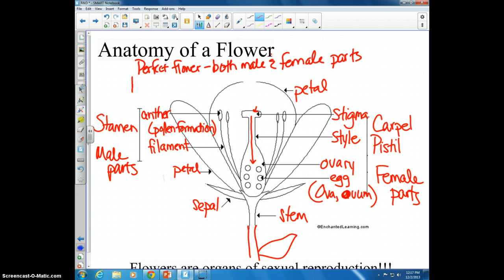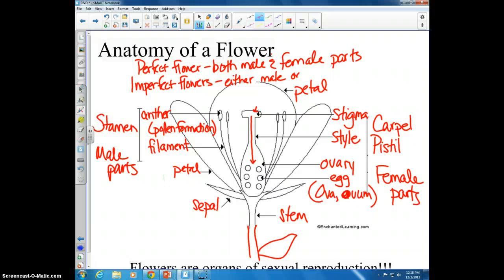What do you think an imperfect flower is then? Correct. Imperfect flowers have either male or female parts, but they only have one or the other. So how many of you have ever grown pumpkins? Have you ever looked very closely at the flowers? The next time you grow pumpkins, look very closely at the flowers.